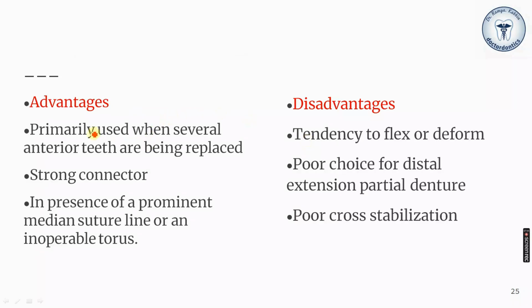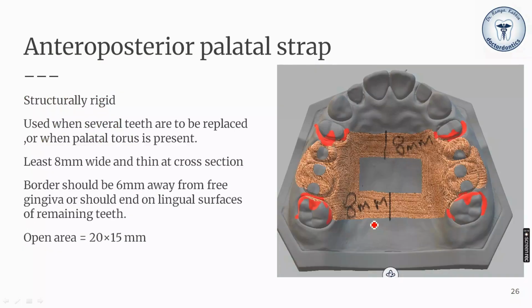Then coming to its advantages: it is primarily used when several anterior teeth are missing. It is used when anterior teeth are missing. It should not be used when posterior teeth are missing. Okay, it is a strong connector, yes, and it is used whenever there is a prominent midline suture, or whenever tori are present, because it is open in the middle. What are the disadvantages? It can flex because the width is less, it is a poor choice for distal extension, that is Class 1, and it has poor cross-arch stabilization.